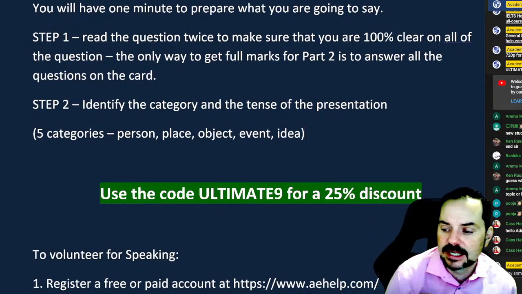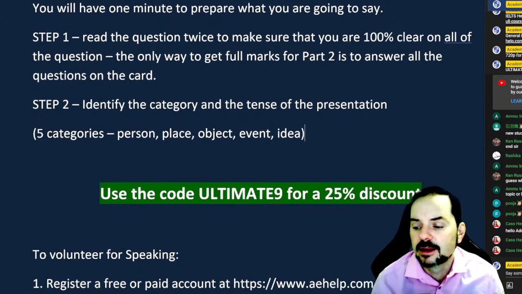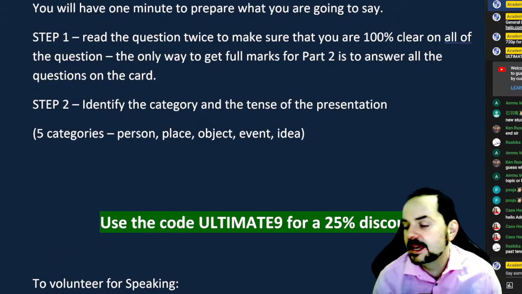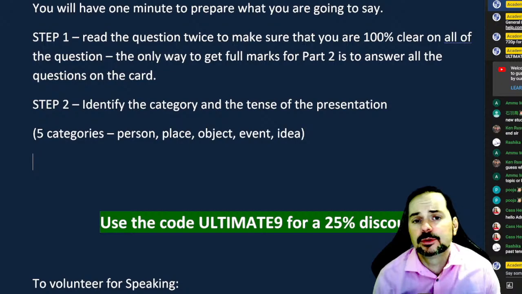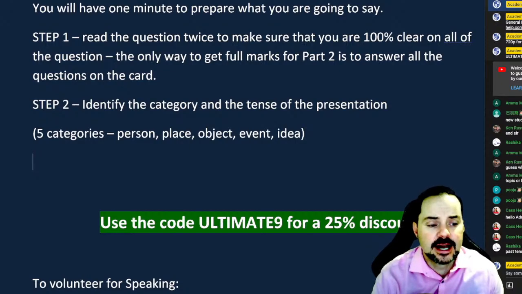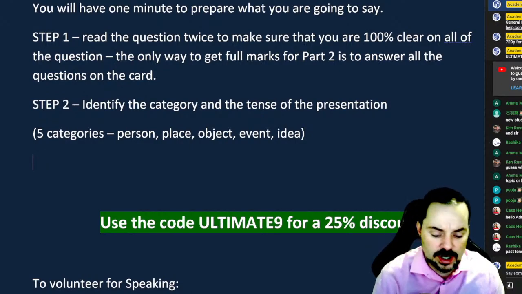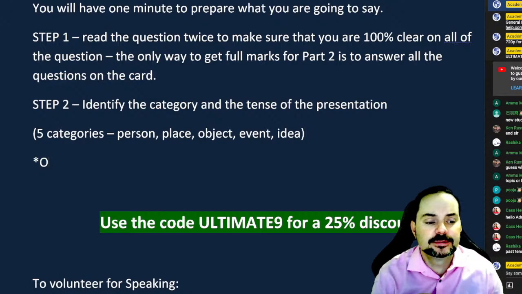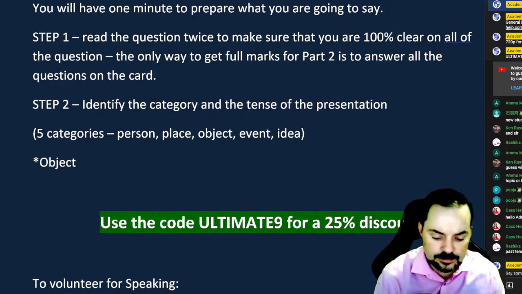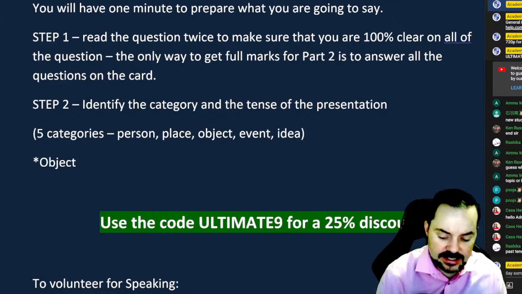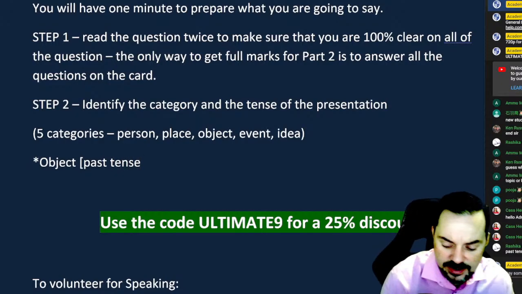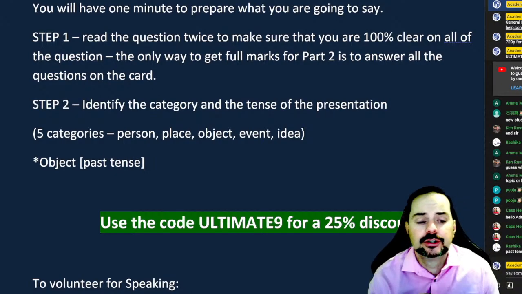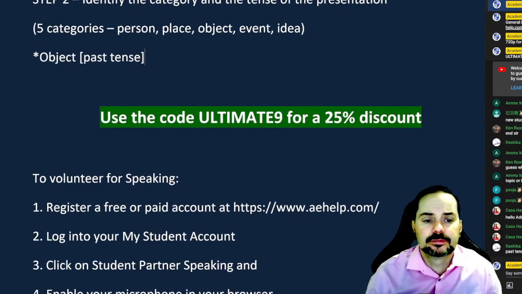And Cass says, in this case, we're talking about an object. Thank you for passing by, Cass, and helping us out. Rashika says, we're talking about an object and we're talking about it in the past tense. Yeah. So here we're talking about an object in the past tense, because it's an object that we got during a vacation, right?